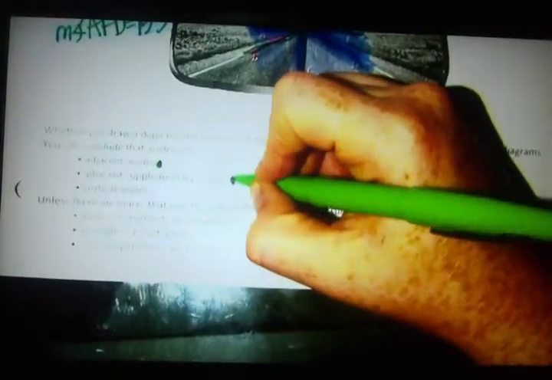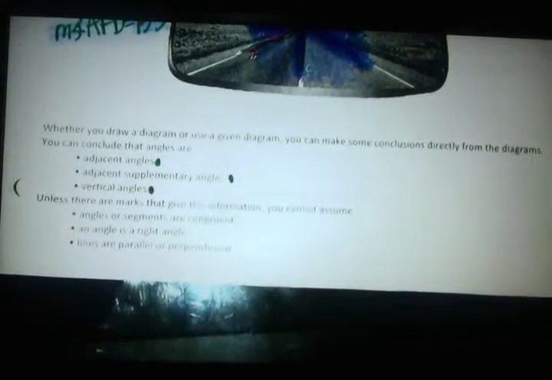Whether you draw a diagram or use a given diagram, you can make some conclusions directly from the diagrams. So what it's okay to say right away are adjacent angles. If they're touching, they're adjacent. Adjacent supplementary angles: remember, we can say 180 degrees if it's a straight line. Always, you can just assume it. Vertical angles, so when they go across each other at the vertex, you can say that those angles are congruent.